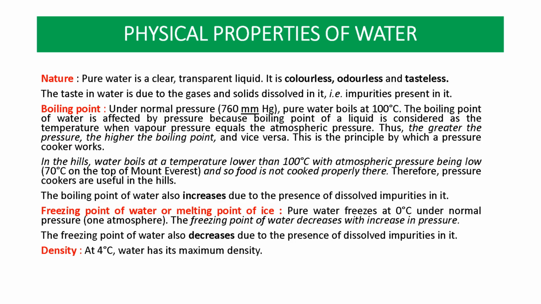Then we come to the next property, density. At 4 degrees centigrade, water has its maximum density. So it's very important that at 4 degrees centigrade, water has its maximum density. It's a very important point, and water has a unique nature, because at 4 degrees centigrade it shows maximum density.